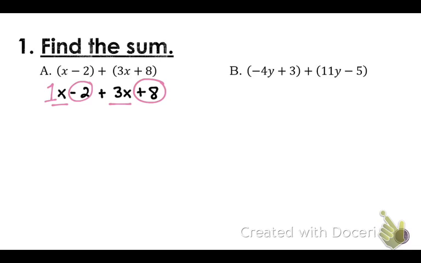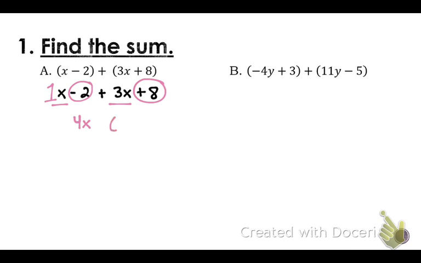Now, who thinks that you can help me with adding these like terms together? Go ahead and try. What's 1x plus 3x? 4x is correct. And now we are going to add our constants. What's negative 2 plus 8? Same sign or different sign there, guys? Different. Different signs. Subtract the numbers and take the sign of the larger number. What do you get? Positive 6.